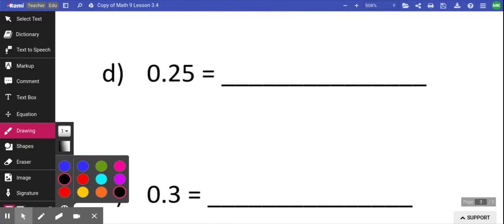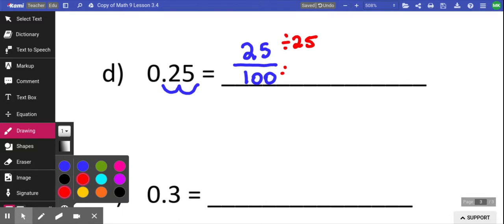0.25. You might just know 0.25 is 1/4, which is awesome. Or you could move the decimal 2 to the right, which means I have 25 on the top, and I divide it by 2 zeros, so 100. And then you can reduce that. 25 and 100 both divide by 25, giving me an answer of 1/4.